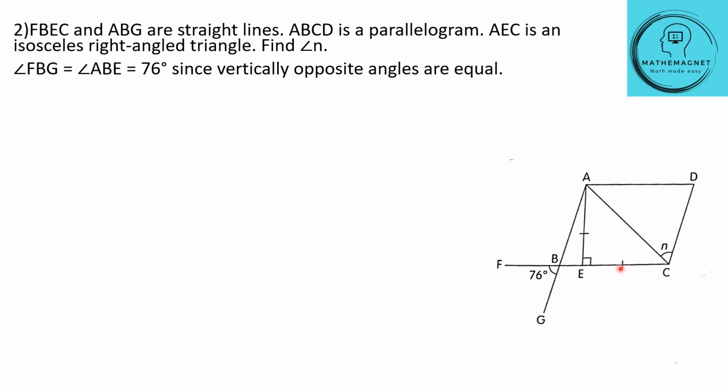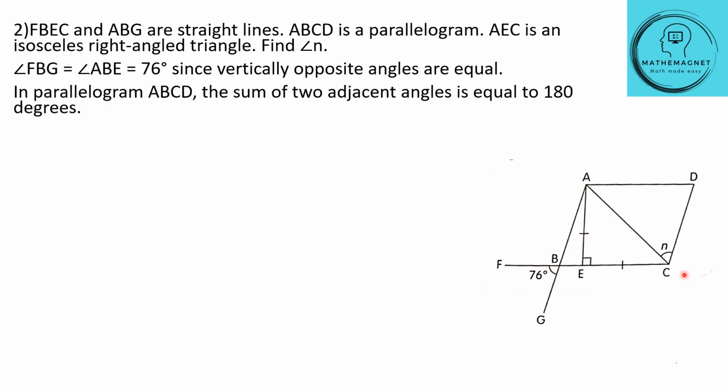So we know angle FBG equal to angle ABC, ABE or ABC is equal to 76 degrees, since they are vertically opposite angles. They have told us that these two are straight lines, so these are vertically opposite angles and they are equal. So this becomes 76 degrees.